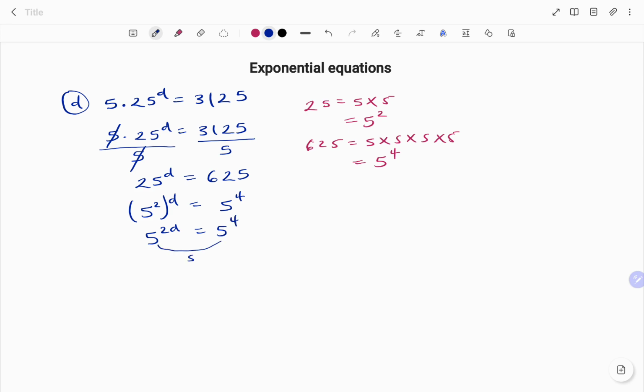And once the bases are the same, we equate the powers. We have 2d equals 4. And to find d, we're going to divide both sides by 2. Therefore, d equals 4 divided by 2, which is 2.